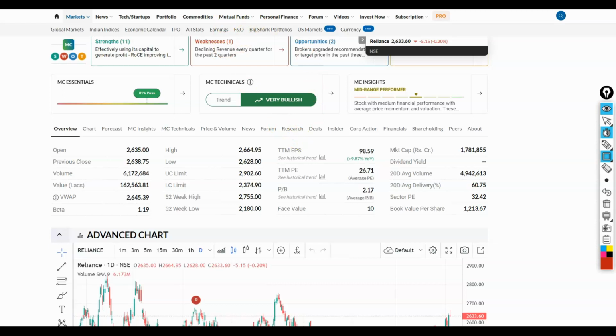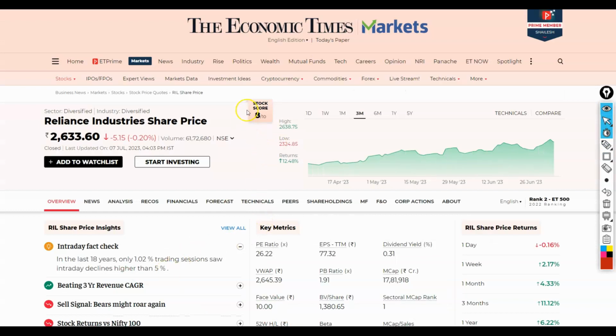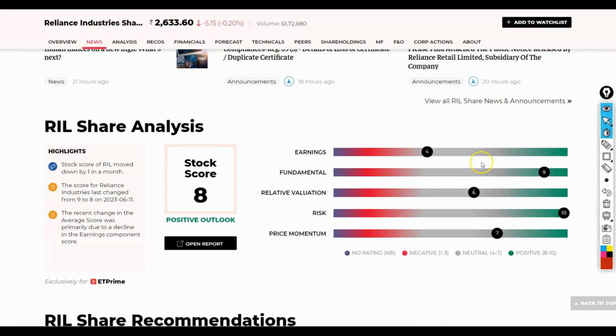Now, if we look into the stock score for Reliance Industries, then the stock scores 8 out of 10. So the earning is 4, fundamentals is 9, relative valuations is 6, risk is 10, and price momentum is 7.